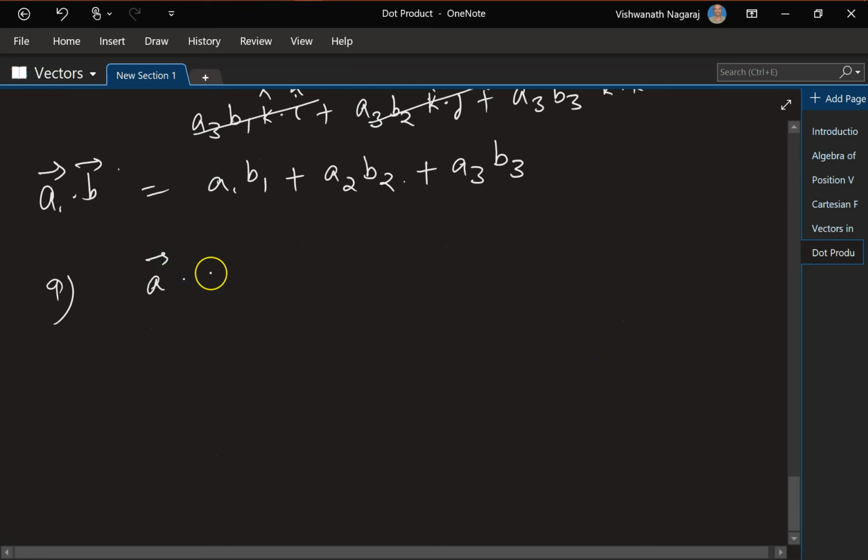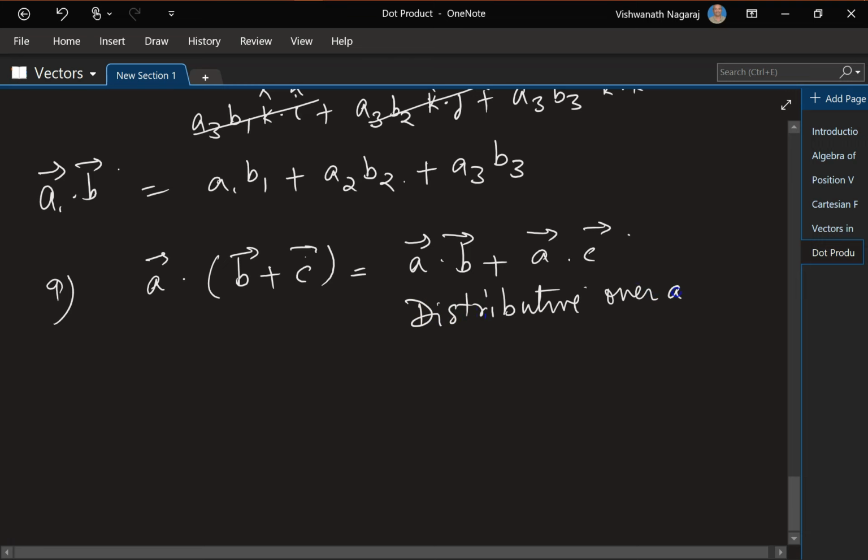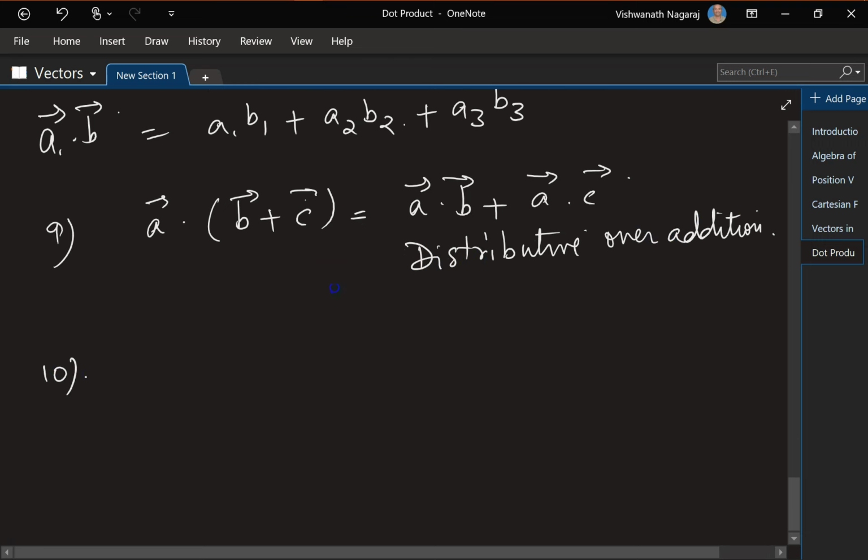Vector A dot vector B plus vector C is equal to vector A dot vector B plus vector A dot vector C. What is this? Distributive over addition. Okay, 10th one.